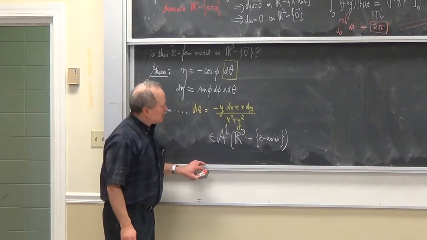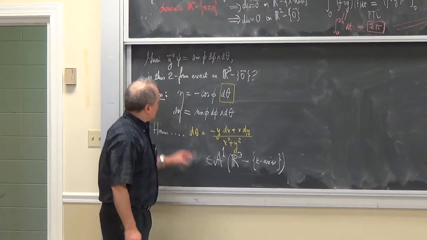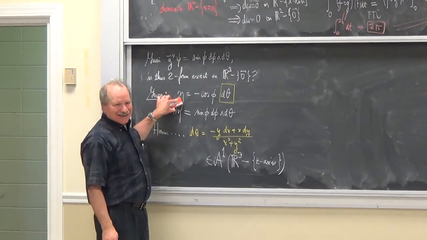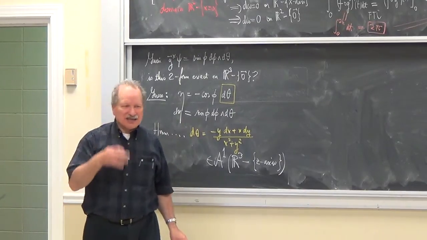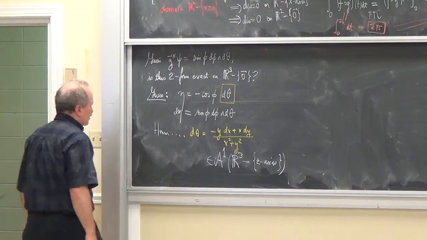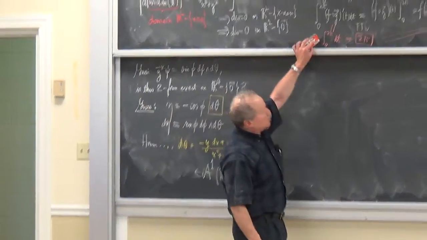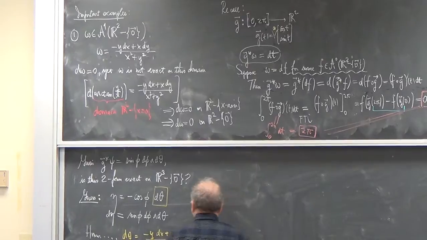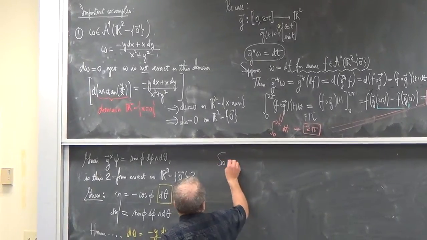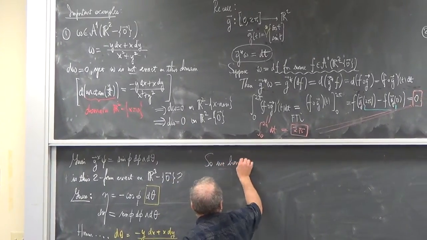So what have we now argued? Well, we've argued that it is exact if you remove the whole z-axis, but we will see later, I can't prove it to you today, but something analogous to this argument will show that it's not exact everywhere except the origin. So, we have established.